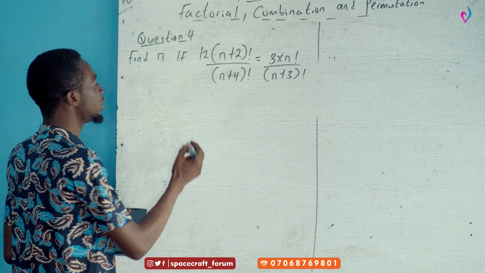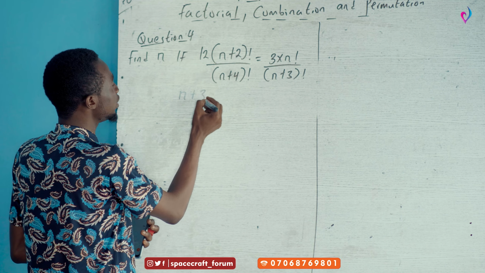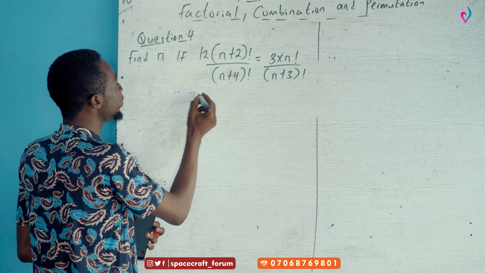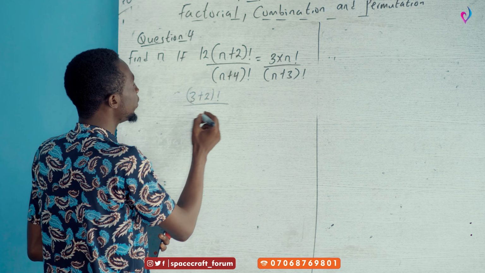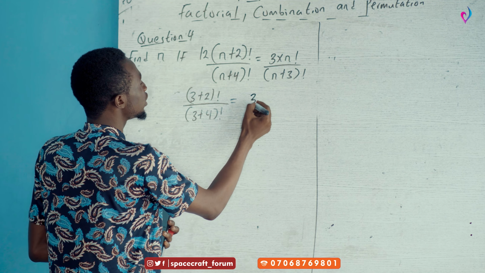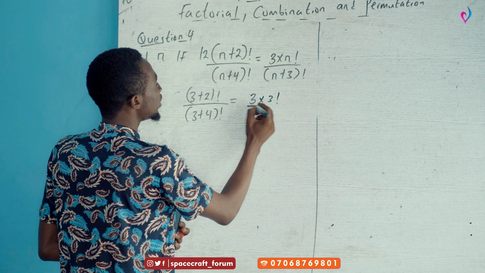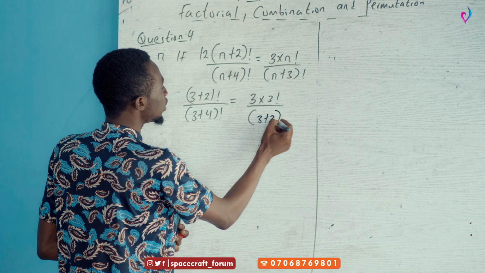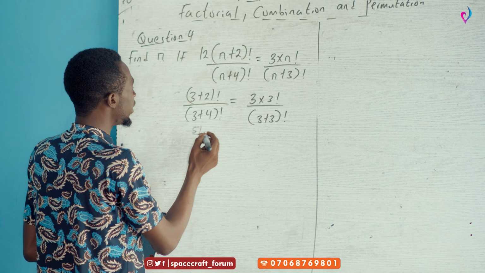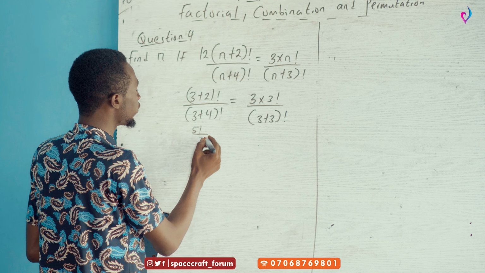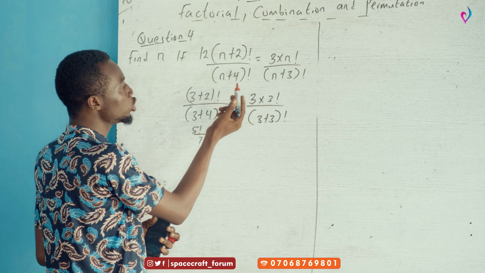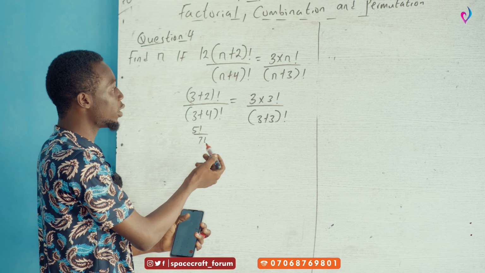If my n is equal to 3, from here I'm having n plus 3. So if I assume that my n is equal to 3, from here I'm having 3 plus 2 factorial divided by 3 plus 4 factorial is equal to 3 times 3 factorial divided by 3 plus 3 factorial. From here, 3 plus 2 is what? 5 factorial divided by 3 plus 4 is 7 factorial. So you can see that the lower part of this side is the largest factorial. We are going to reduce the lower part of this side, which is 7 factorial.